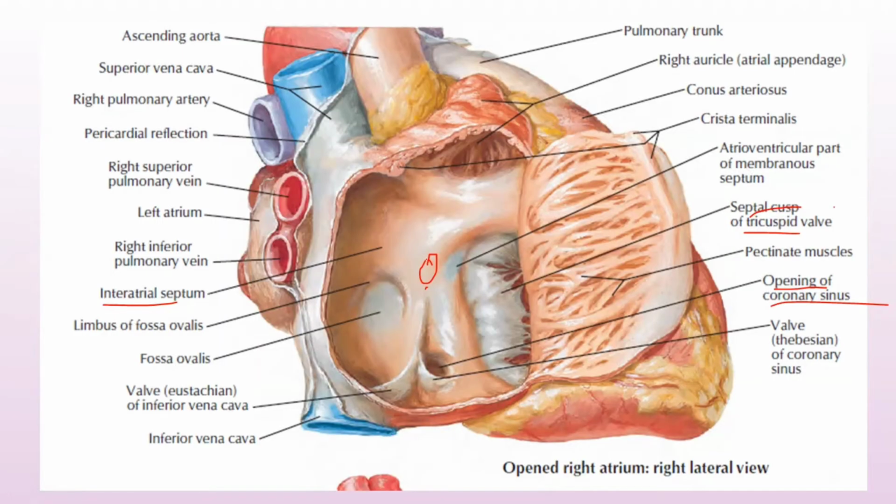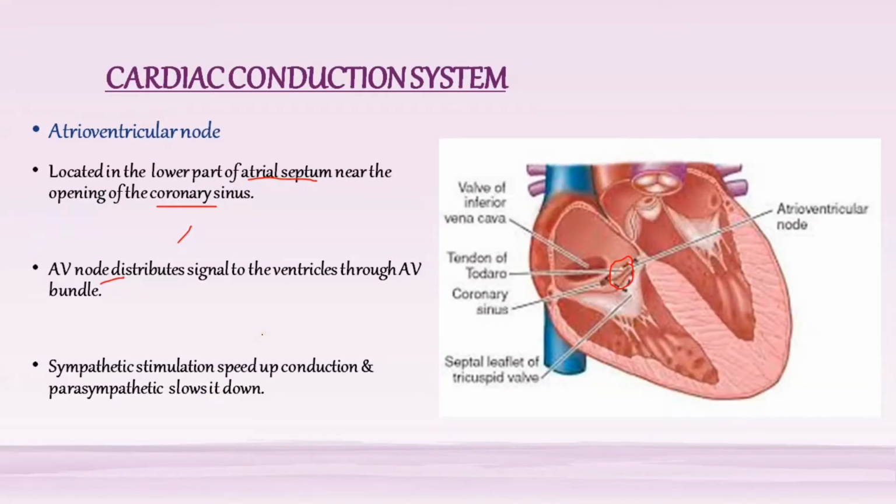Now as we have discussed the location, that it is located in the lower part of the atrial septum, near the opening of the coronary sinus. Now the second point is the signals: the AV node distributes signals to the ventricles through the AV bundle.